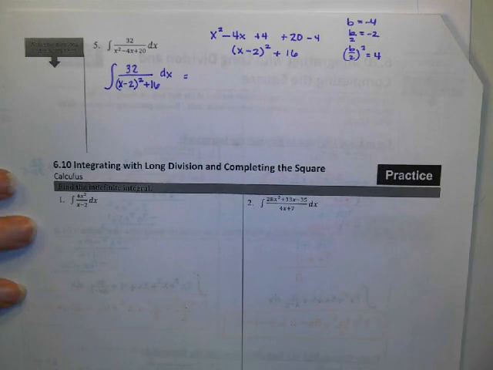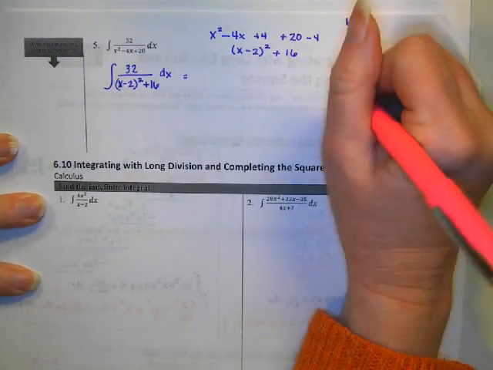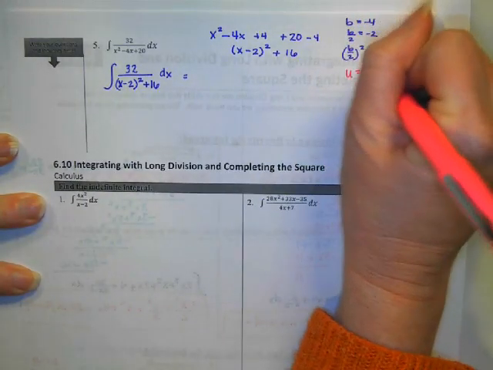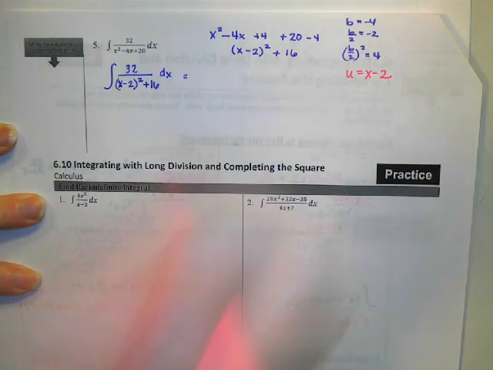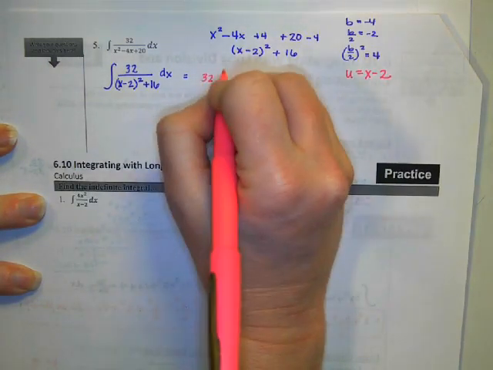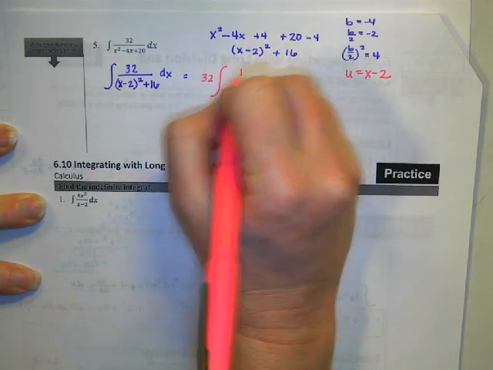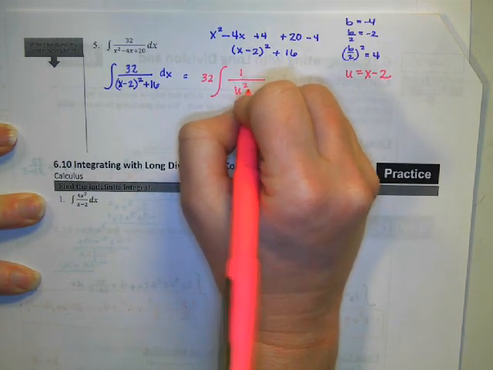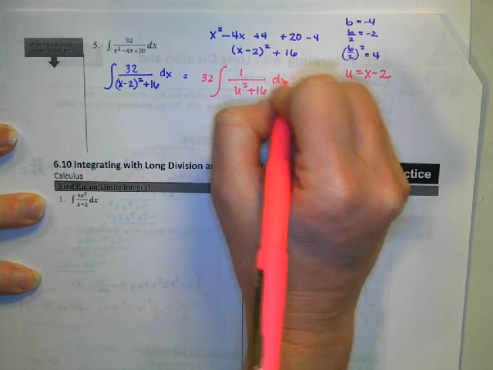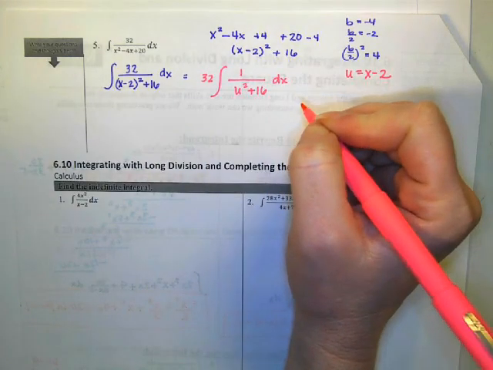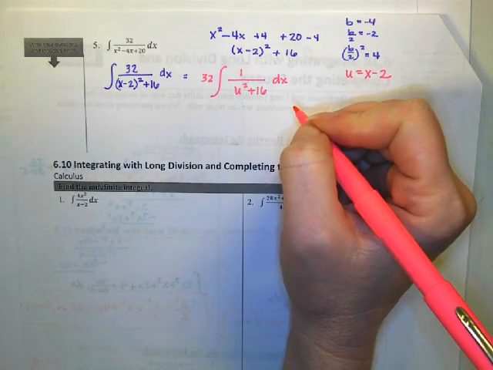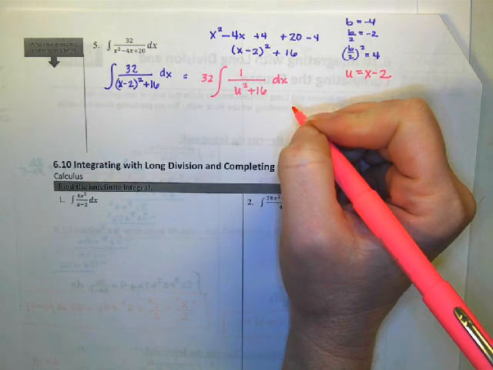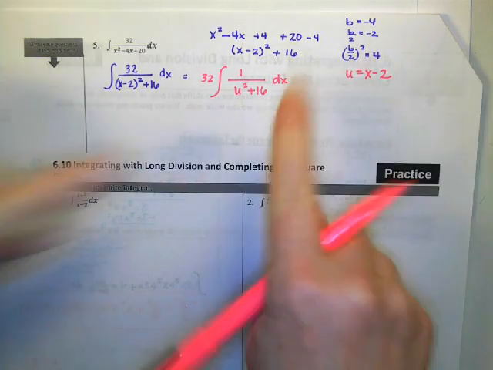All right, so I am going to let you be... minus 2. I got that far. So I'm going to do 32 out in front, and now this is going to be 1 over u squared plus 16 dx. Now, the problem is I have to get rid of this 16.